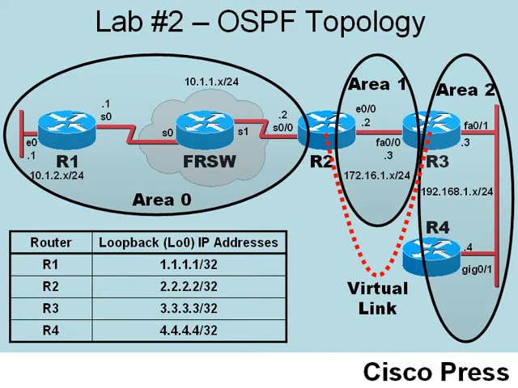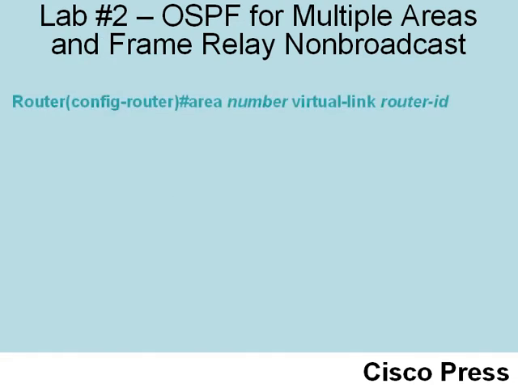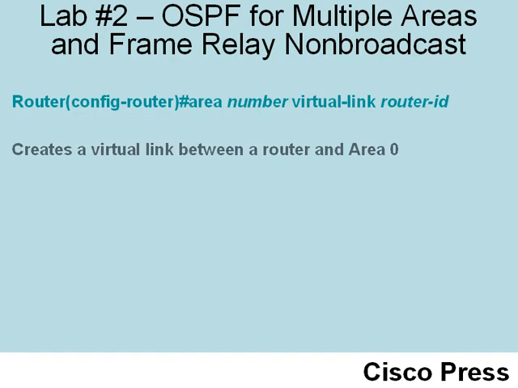In this case, we will want to go to router R2 and R3 and create a virtual link. We will give a command on R2 to point to the router ID of R3 and say we want to create a virtual link with that router ID. And we'll do the same thing from the perspective of router R3. Let's check out that syntax.